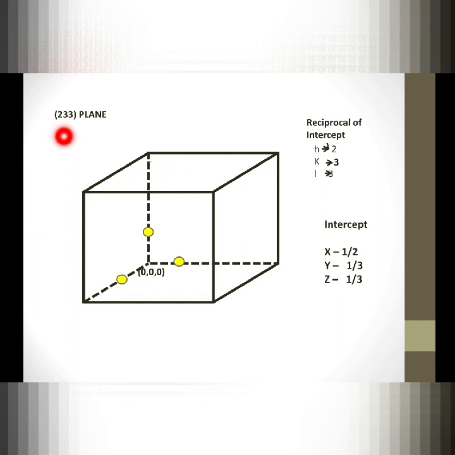For the plane 2 3 3, the intercepts are x is equal to half, y is 1 by 3, and on the z-axis it is 1 by 3. Now by joining these 3 points, what type of plane do we get? This red colored plane is the 2 3 3 plane. This plane is the 2 3 3 plane.